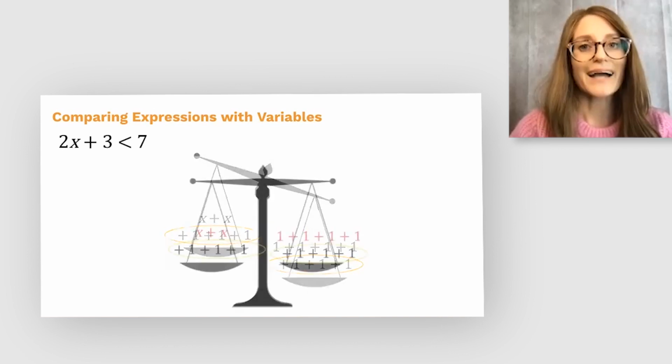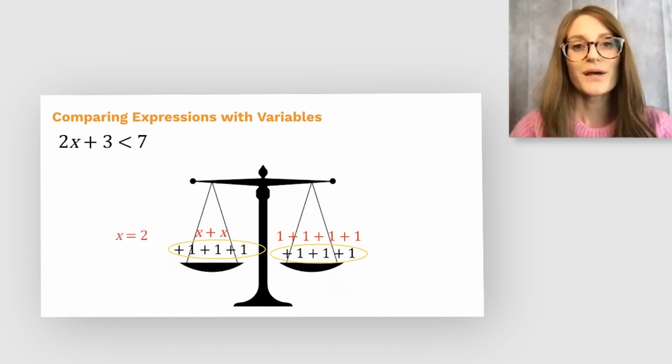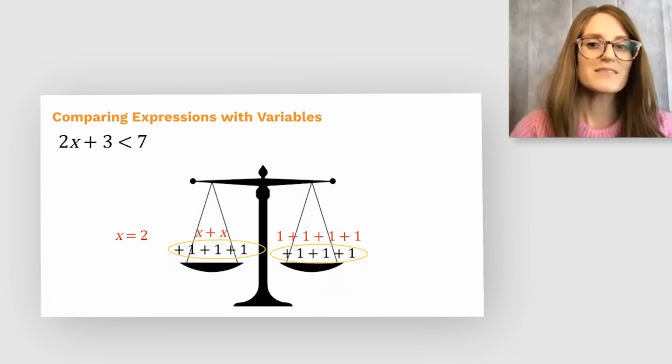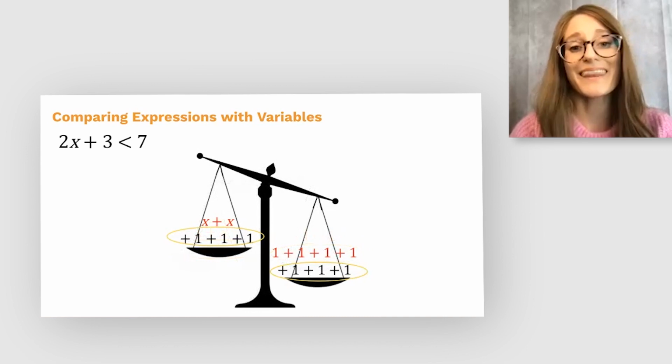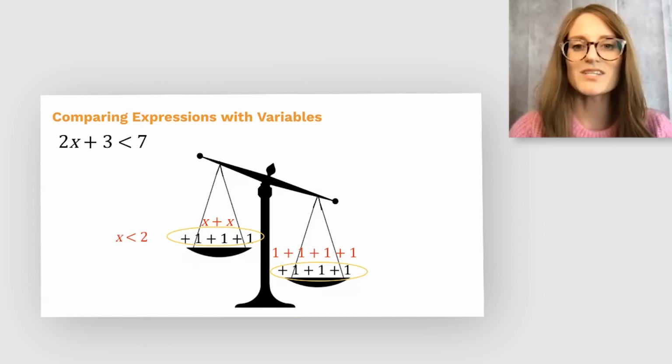When 2x is exactly equal to 4, then the scale is perfectly balanced, and 2x will have the same value as 4 when x equals 2. But when we change the value of x ever so slightly, then the scales will start to tip one way or the other. If we decrease the value of x by any amount, even by 1/10,000th or 1/1,000,000th, then the scale will tip to the right, towards 7. So that means for all values of x less than 2, no matter how close they get to 2, 2x plus 3 will be less than 7. The solution set is x is less than 2, or all values less than 2.